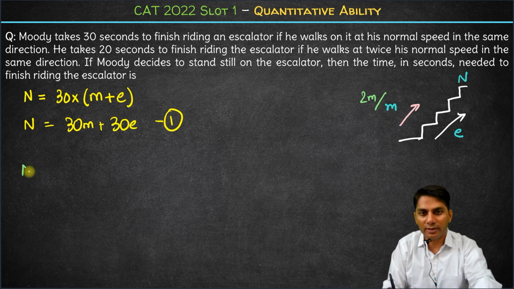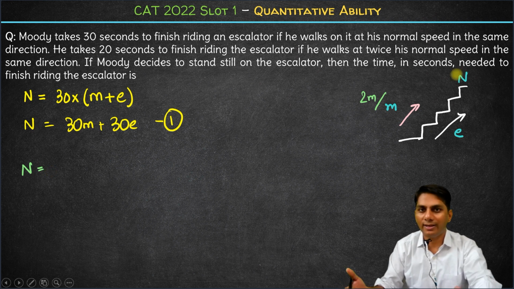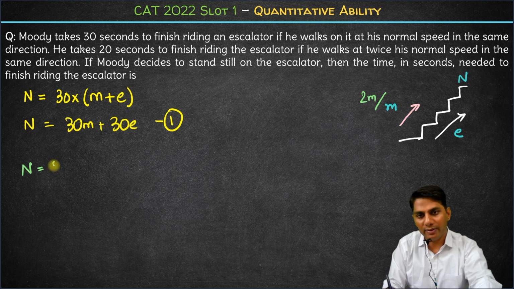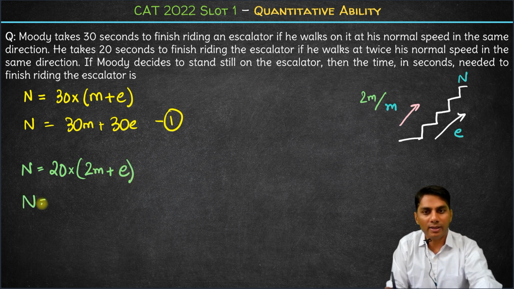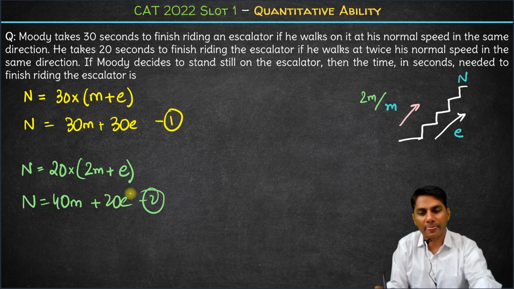So again we can form this equation. The total distance traveled has to be n steps. This total distance is time into speed. Now time is 20 seconds and the speed of going up will become Moody's speed, which is 2m now, plus escalator speed. So n becomes 40m plus 20e. This is the second equation.